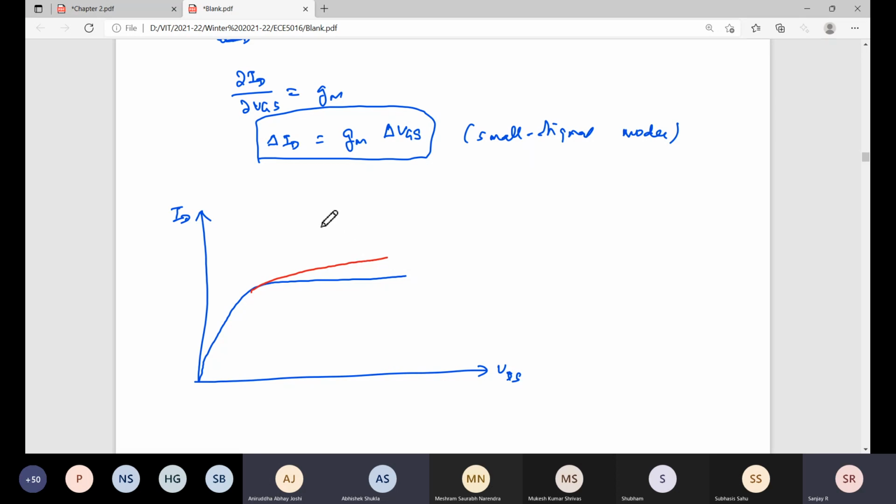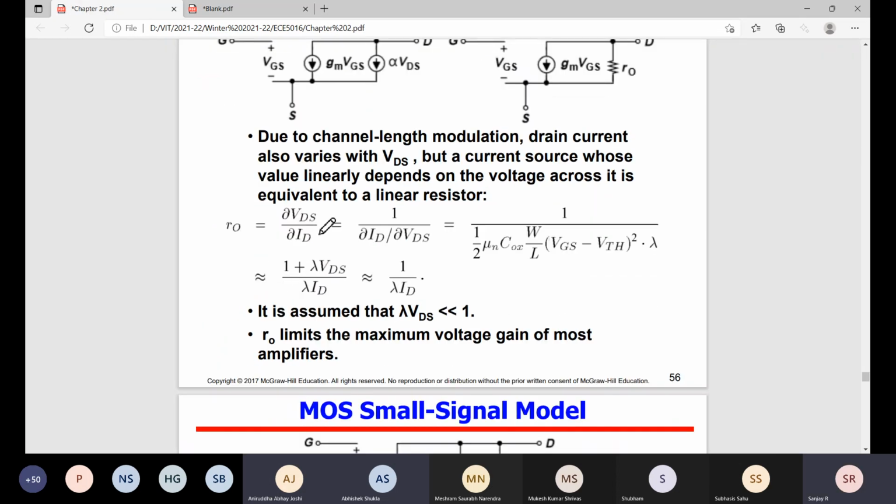How can you model this? dou ID divided by dou VDS. What is dou ID by dou VDS here? 0. Am I correct? Ideally dou ID by dou VDS is 0, but practically dou ID by dou VDS is not equal to 0. So I can model this as some resistance. That resistance is called the channel length modulation resistance. I want to define the resistance: dou VDS divided by dou ID, which I can write as 1 by dou ID by dou VDS. So we can get this formula.